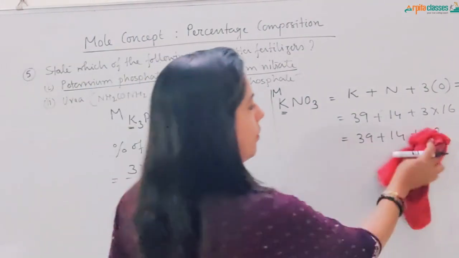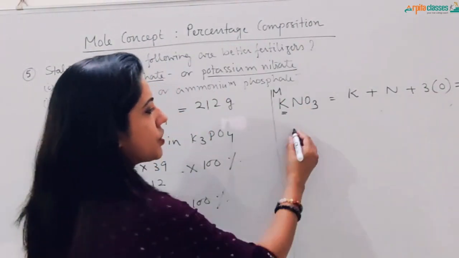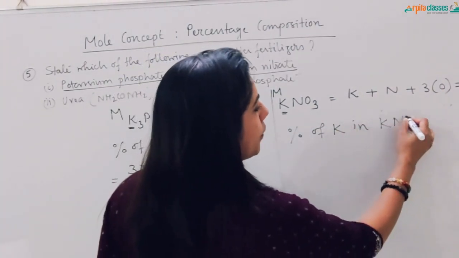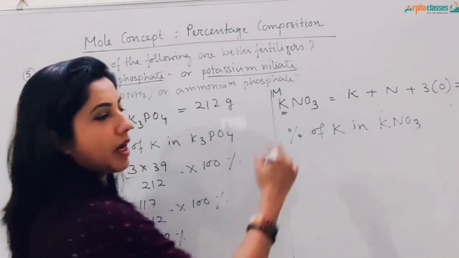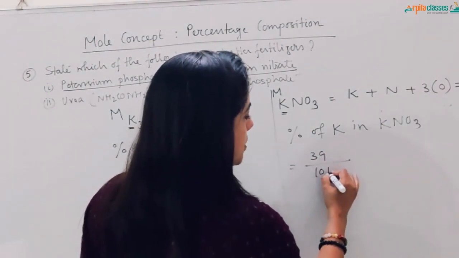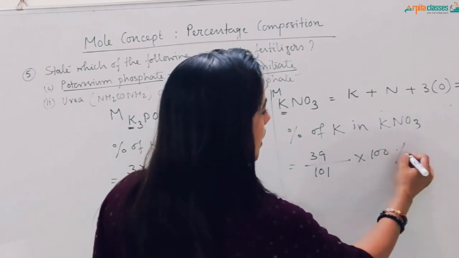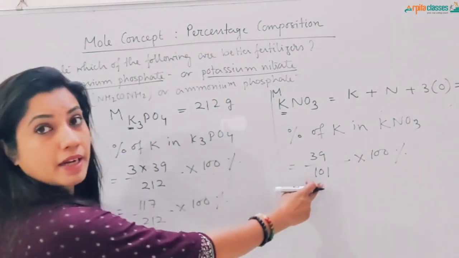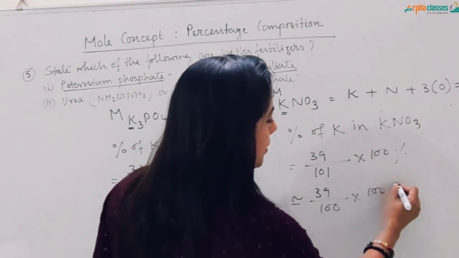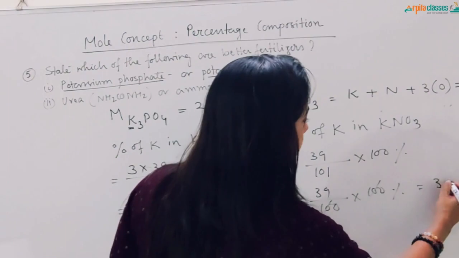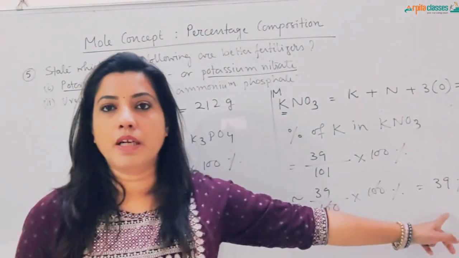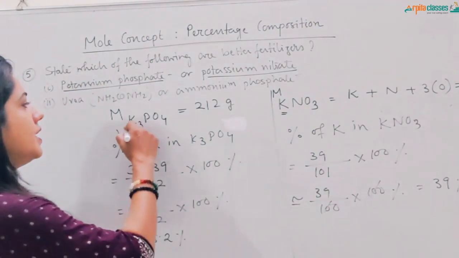Same thing we'll do here. We'll find out the percentage of potassium in KNO3. So here we can see potassium is only 39 gram here. 39 upon the molecular weight of this, 101, into 100%. So if I do a little approximation, if I take it as 100, so it is 39 upon 100 into 100%, which gets cancelled, it comes up to 39%. So this is 55.2% and this is only 39%. So the better fertilizer is K3PO4.